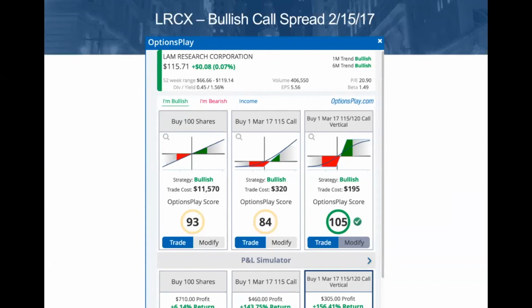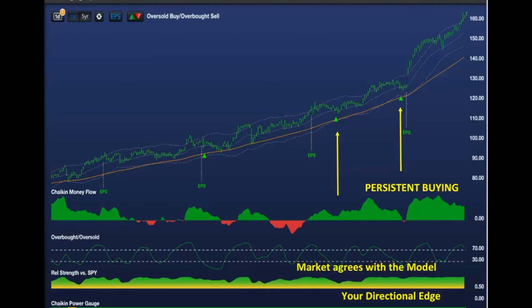Now, when we did that webinar on February 15th, you just had an oversold buy signal. The stock was trading at about 115.71, went into options play, and it proposed this vertical call spread as a way to play Lam Research. Buy the 115 call. In this case, it was due to expire in about a month. Sell the 120 call against it. You pay 195. You got a profit potential of 305. That was realized within about 2 weeks.